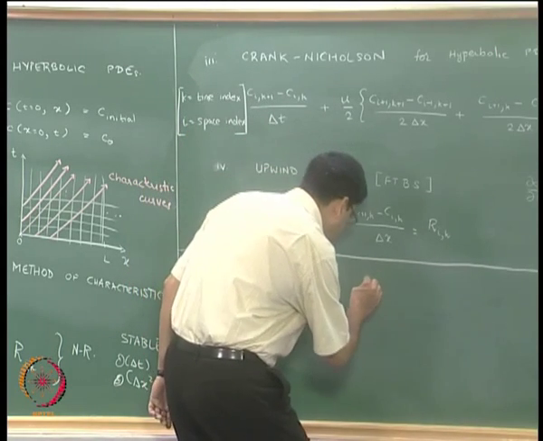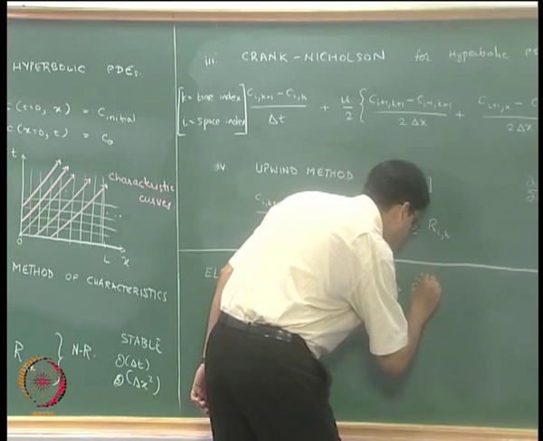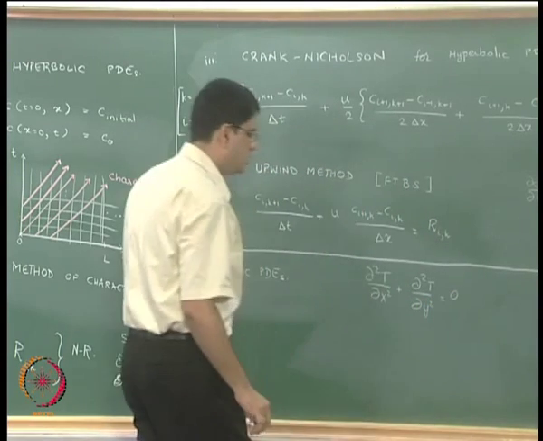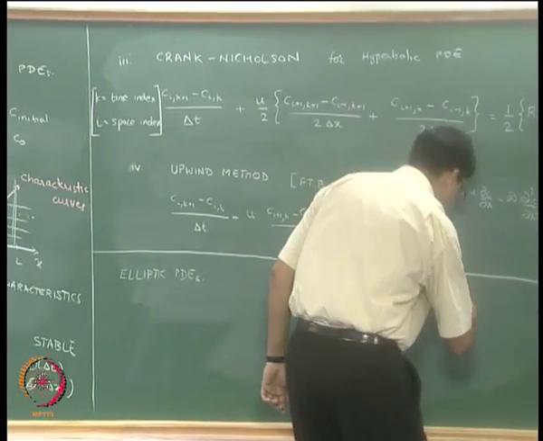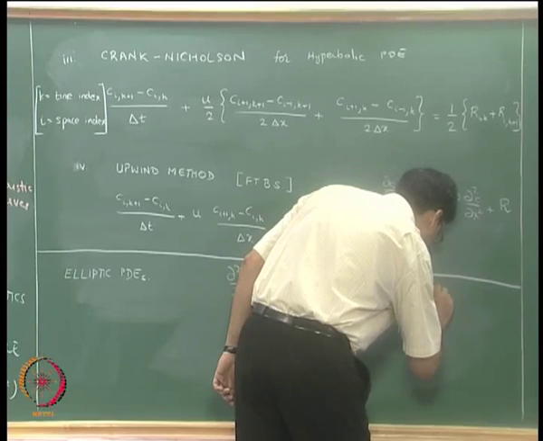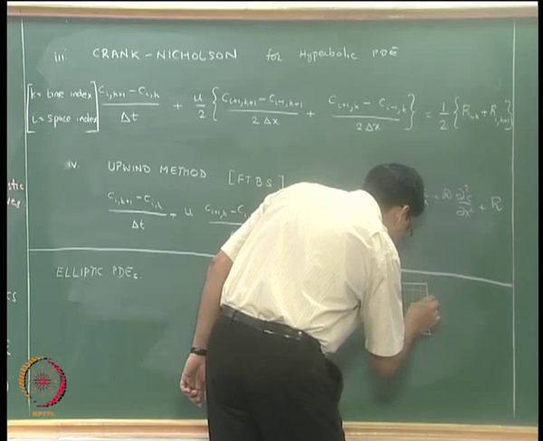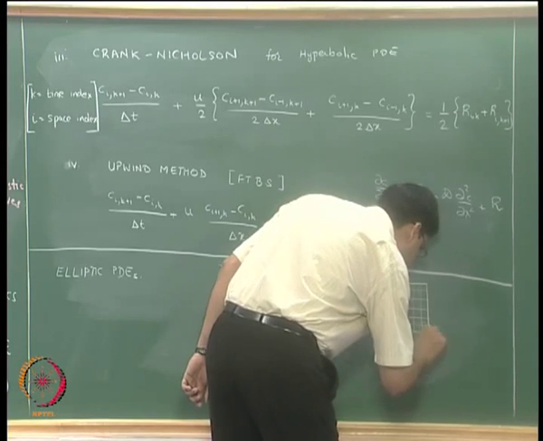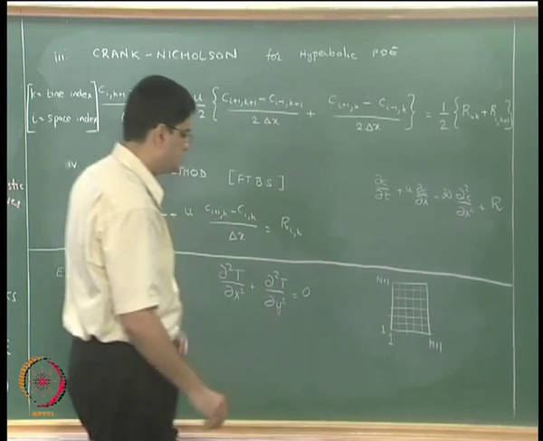Okay. So to take the example of partial square T by partial x squared plus partial square T by partial y squared equal to 0, where i is going to be the spatial index in x, j is going to be the spatial index in y. So if this is the domain, we are going to split the domain in both x and y. In x we will go from 1 to m plus 1, in y we will go from 1 to n plus 1. Okay.